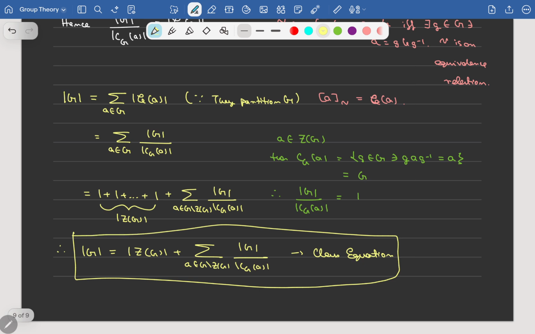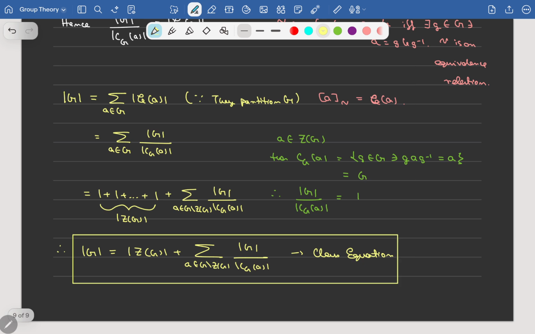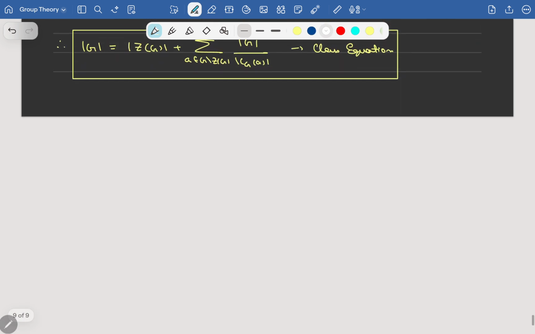This is the structure of the class equation which you will get in any standard book, but at least this works equally well, because the only thing which differs from here is that you are separating out the elements in the center, and that's the only thing you are trying to do. So I hope it's clear, right? Fine. But this actually helps you prove something very interesting, as we'll see now.